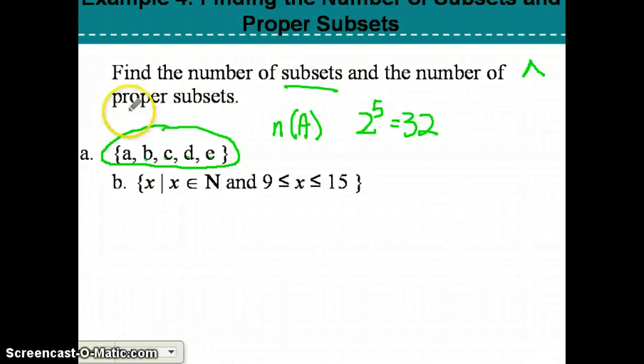But can you tell me how many proper subsets there are? It would be one less. One less than 32 is what? 31. All right, that's A. Let's try B.